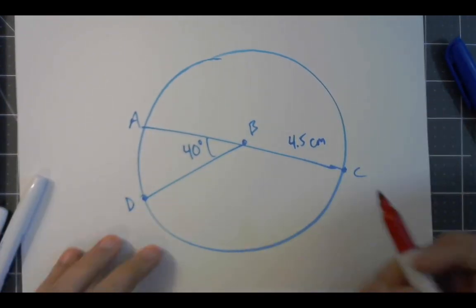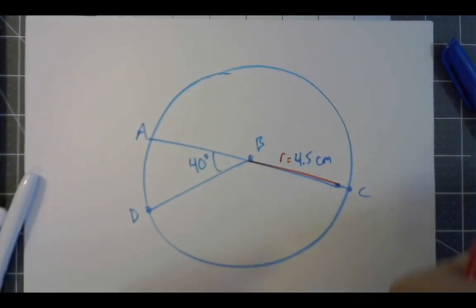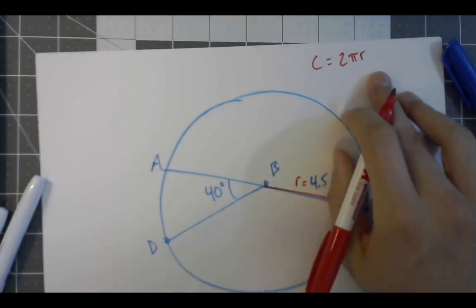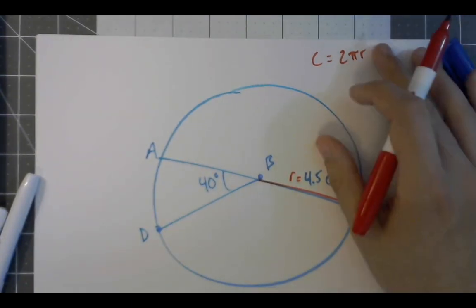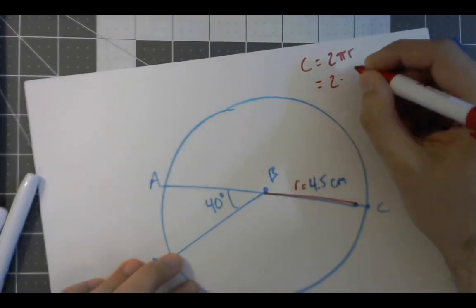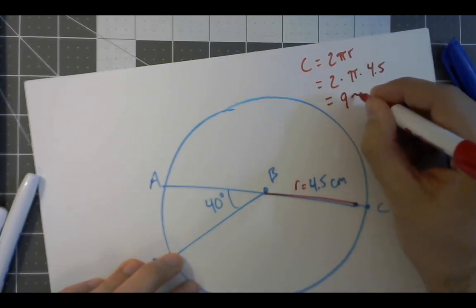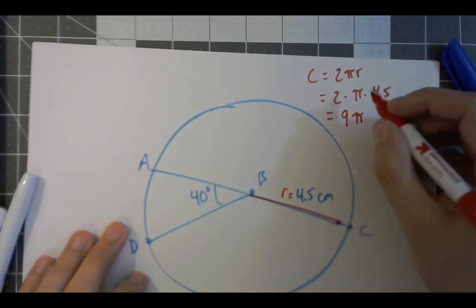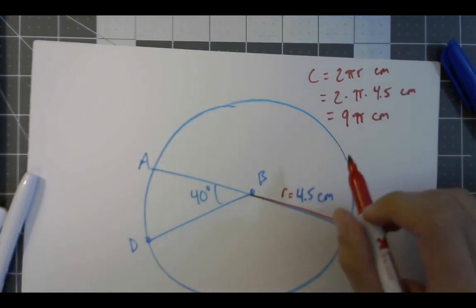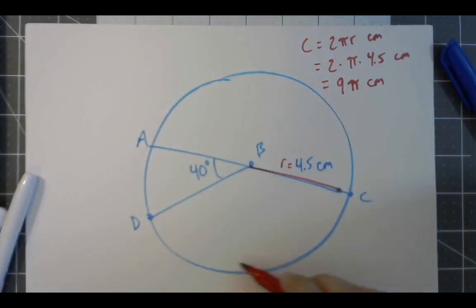The radius is 4.5. So first I need to find my circumference. It's 2 pi r. We talked about that last in 10-1. If you need a reminder, go to there. So 2 pi r would be 2 times pi times 4.5. An exact answer would be 9 pi centimeters. If I had a tape measure that was 9 pi long, it would wrap perfectly around the circle.